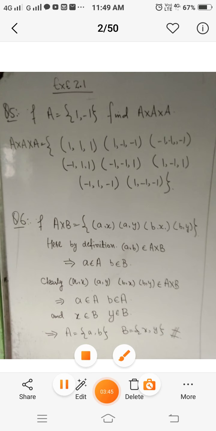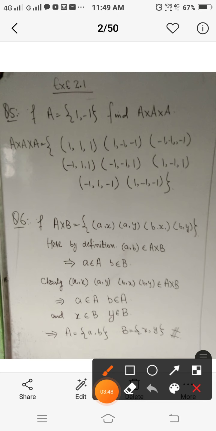Now the fifth one is, if A equals {1, -1}, we have to find the elements in A cross A cross A. A cross A cross A is nothing but the set of all ordered triplets. Here we have to consider these entries from A. Now how to find A cross A cross A? Simply by considering 1 at the first position, and so on in all 3 positions. In this way we can find these 8 elements in A cross A cross A, because A has 2 elements, 1 and -1, which implies that n(A cross A cross A) equals n(A) into n(A) into n(A), that is 2 into 2 into 2, that is simply 8.